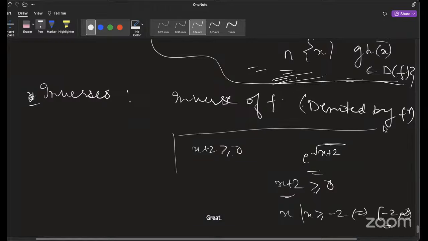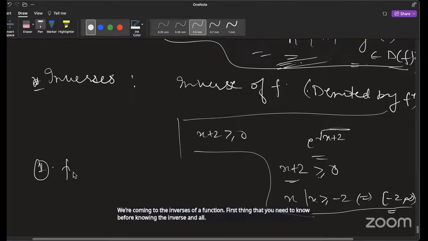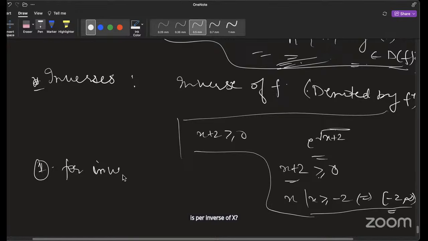Okay, ma'am. Thank you. We're coming to the inverses of a function. First thing that you need to know before knowing the inverse is that for an inverse of f to exist, f should be 1-1 and onto. In fact, it's an if and only if thing.